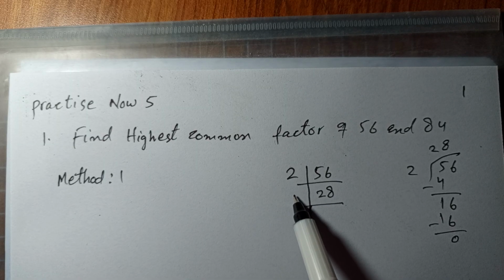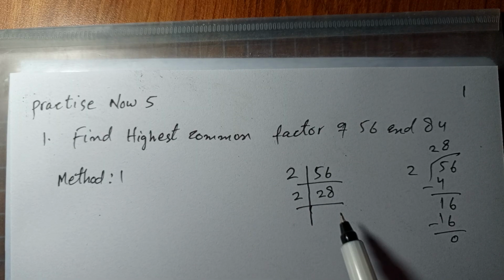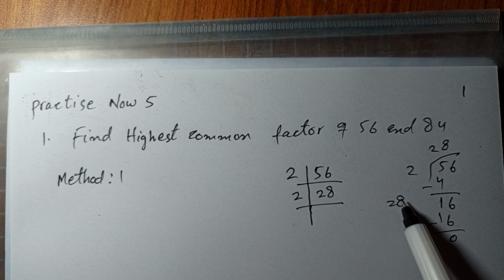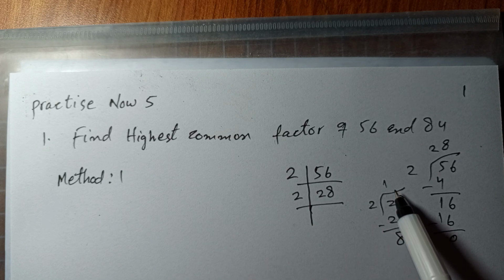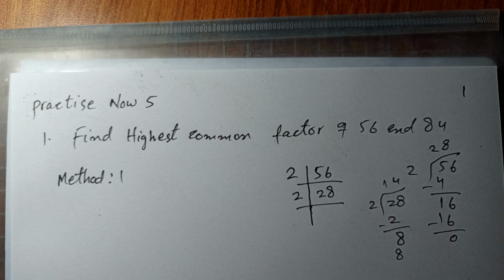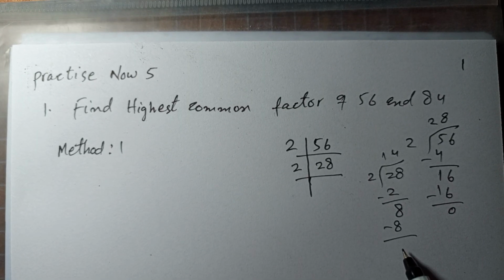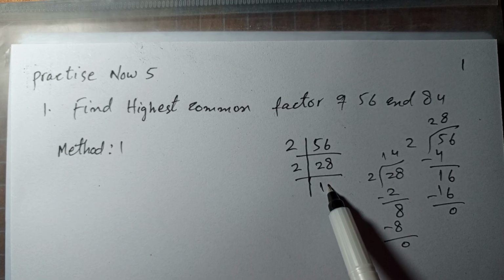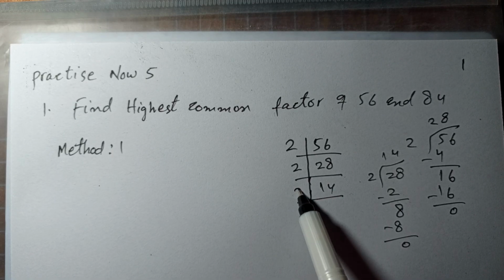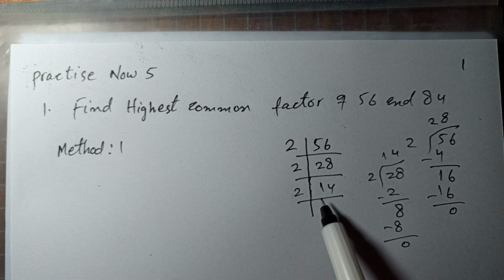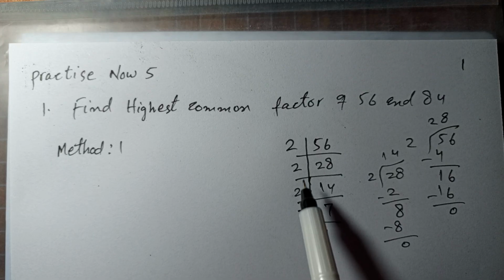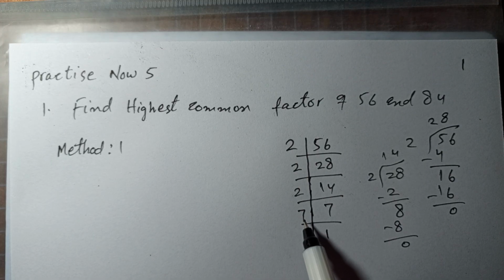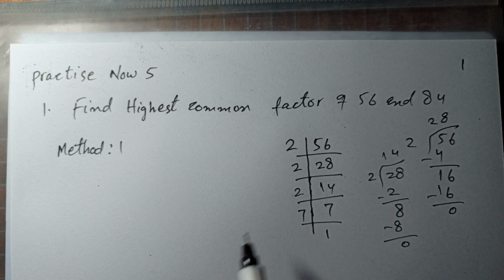Now divide 28 by 2 again because 2 can divide it. 2 1s are 2. 8 here. 2 4s are 8. Remainder 0 here. 14 is our answer. Now you can divide 14 by 2 again. 2 7s are 14, and 7 can only be divided by 7. 7 1s are 7. These are the prime factors of 56. We will write here prime factors of 56.